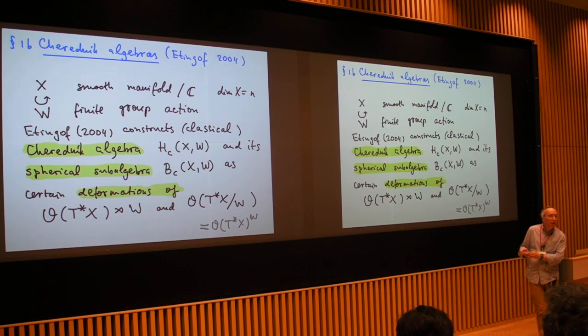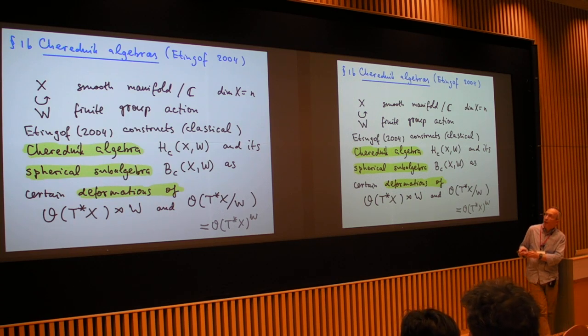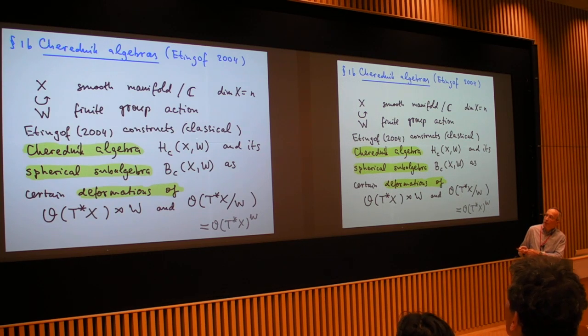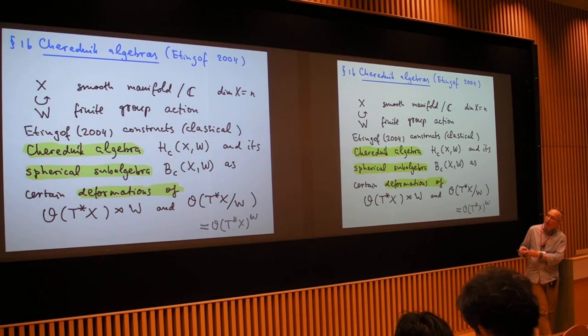They were defined by Etingof, so sometimes they're called global Cherednik algebras. You start with a smooth manifold, a complex manifold of dimension n, with an action of a finite group, and then Etingof constructs... I will mostly talk about the classical Cherednik algebra. So this algebra, which I denote here H_c. c stands for deformation parameters. And its spherical subalgebra, I call it B.